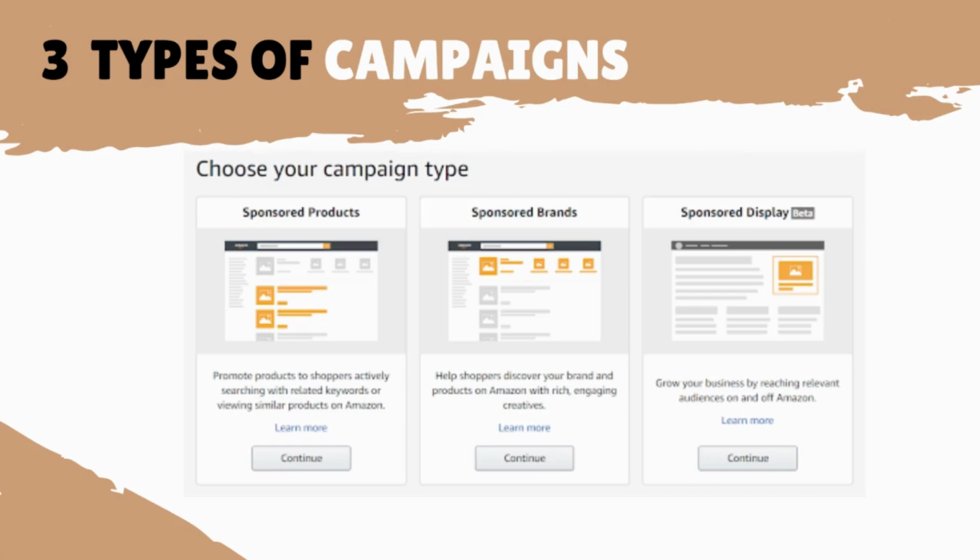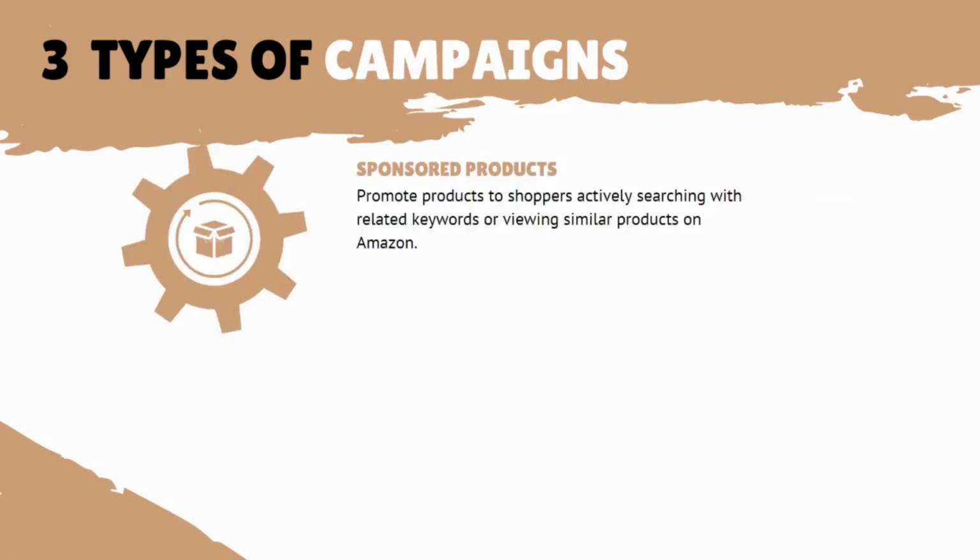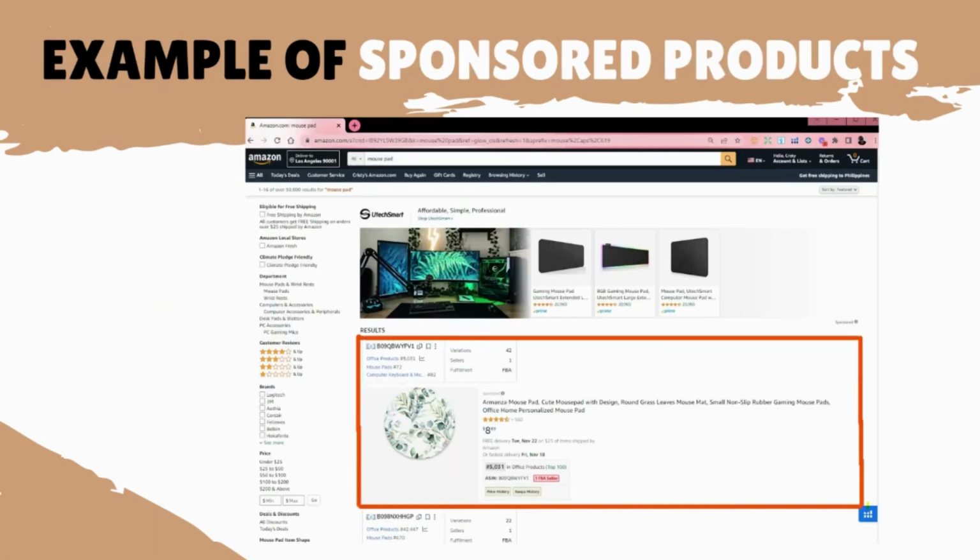Now let's discuss the three types of campaigns. We do have the sponsored product, the sponsored brands, and the sponsored display. First is the sponsored product. It promotes products to shoppers actively searching the related keywords or viewing similar products on Amazon. Example, this is the sponsored product. It is where we can find the sponsored products. This one.